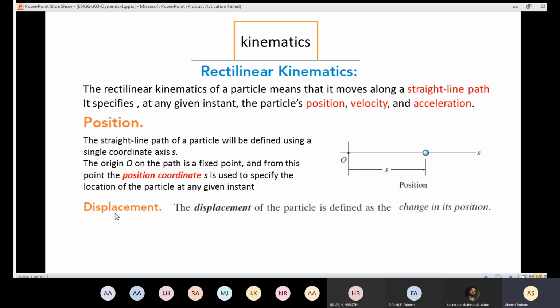In the displacement, now assume the particle is at that location. Then the particle is going to move from that location to that location. So the difference between the first position and the final position, we are going to call it the displacement. So displacement equals the final position s hat minus the initial position s. This represents the displacement, delta s. So s is the position, and delta s is the displacement.